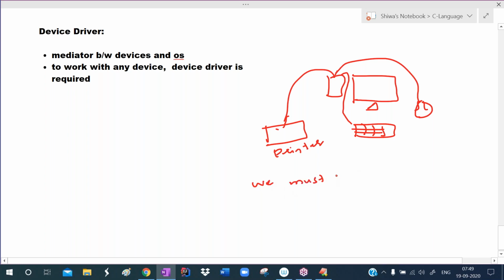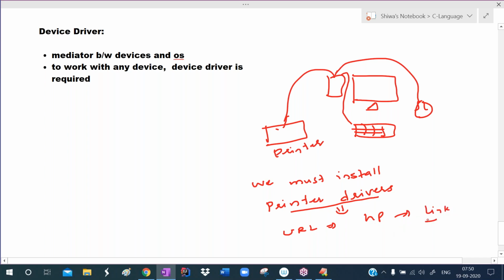After connecting the printer, we must install printer drivers. Whenever you purchase a printer, along with the printer they will give you one CD or DVD. The DVD contains what? Printer drivers. Or nowadays, as technology is becoming advanced, they are providing a URL. For example, for an HP company printer, the driver software will be available on the HP company website. They will give us a link, and from the link we can download it.